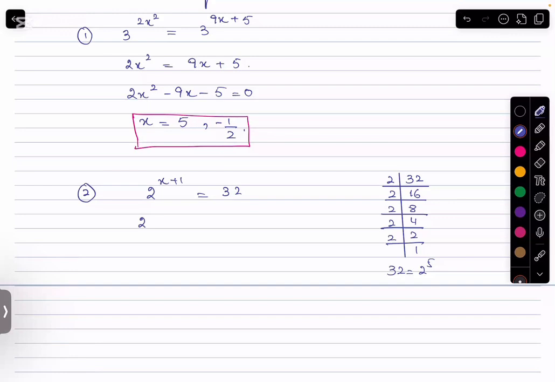Correct? Yes. Right? So it's 2 to the power x plus 1, which is equals to 2 to the power 5. I have now the same base. 32 को मैंने base 2 पे convert किया है. Right? So what is the objective here? If the bases are not the same, सेम बनाने की कोशिश करो. राइट, पॉसिबल है कि वो सेम बेस पे कन्वर्ट हो जाए. How to do that? By taking the LCM.